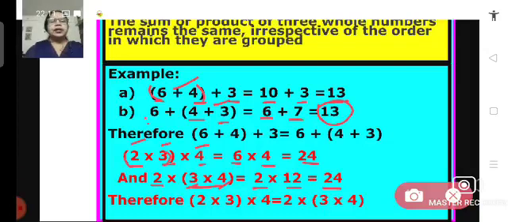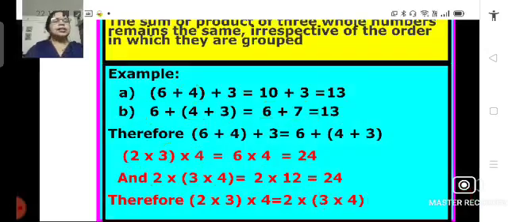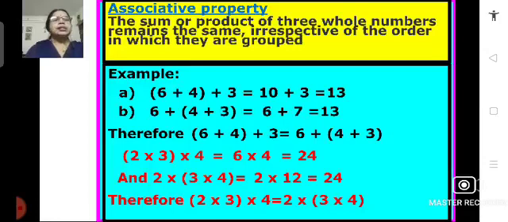So this shows that even if we change the grouping, the order of grouping of the numbers, still the result remains the same. That means 2 into 3 into 4 is equal to 2 into 3 into 4. So even if we have changed the grouping, the result remains the same. So this associative property applies to the addition and multiplication of whole numbers.